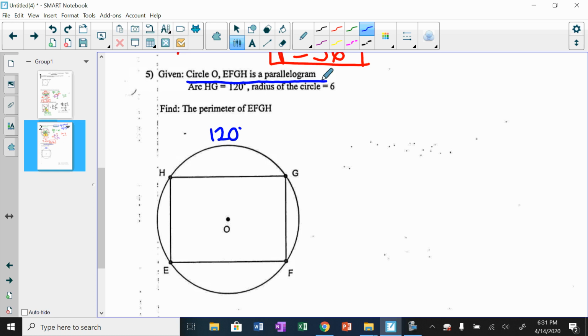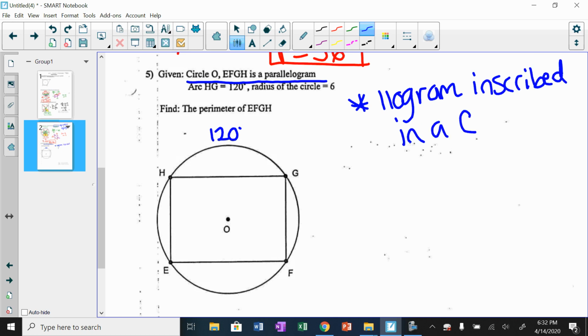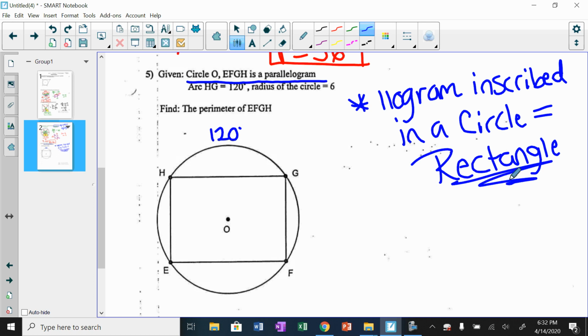Because it's a parallelogram inscribed in a circle, think back to the last lesson. Parallelogram inscribed in a circle. What must it be? It has to be a rectangle. Okay, so now we know HGFE is a rectangle.